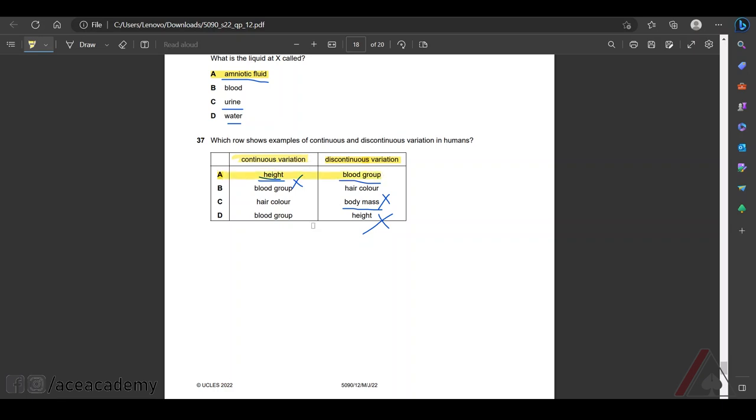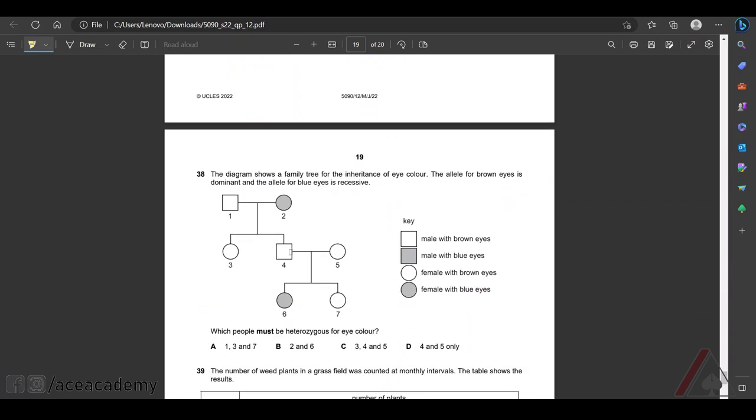Moving down to number 38. This question is a bit tricky. The diagram shows a family tree for the inheritance of eye color. The allele for brown eyes is dominant, and the allele for blue eyes is recessive. Which people must be heterozygous for eye color? Now, as we can see, the allele for brown eyes is dominant, the allele for blue eyes is recessive.